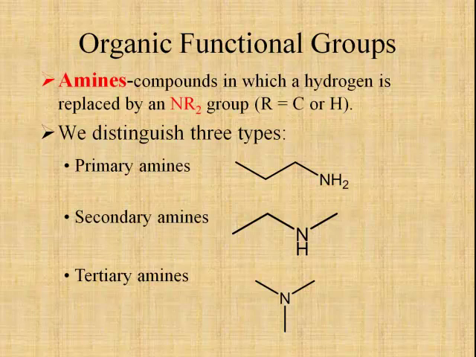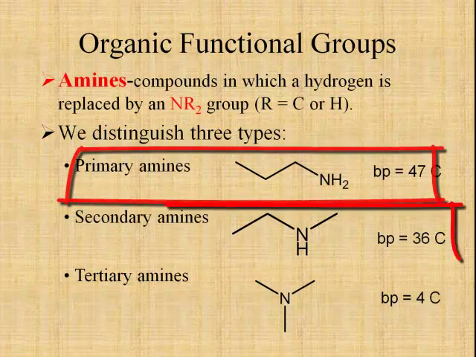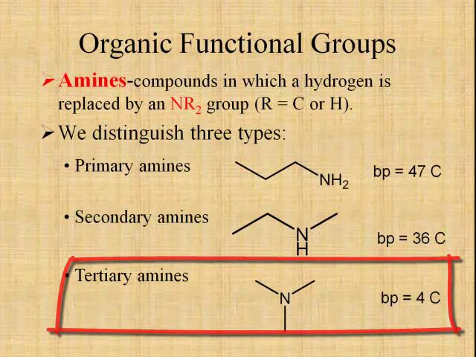These are 3 examples of amines, which are constitutional isomers. They all have the same molecular formula, but their boiling points are very different. Our primary is higher than our secondary, which in turn is higher than our tertiary amine.